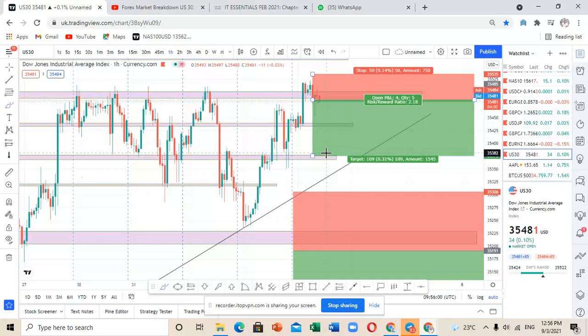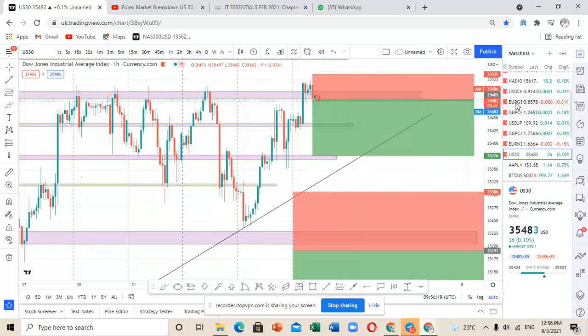So make sure that you change your lot size to a higher lot size. So you can use a lot size of maybe 0.10, 0.20 when it comes to this short position. But for the long position, please use a small lot size like 0.05. That is going to be safe for you.